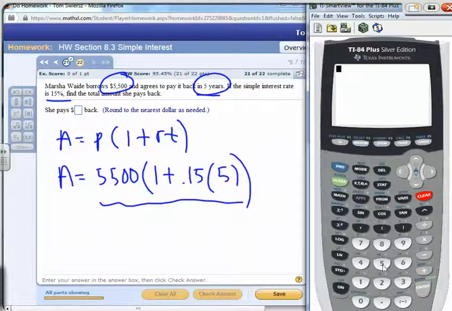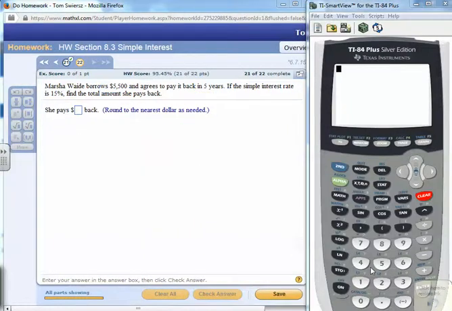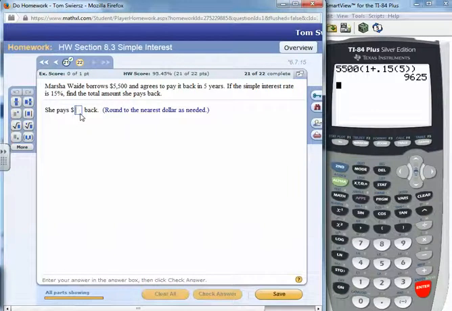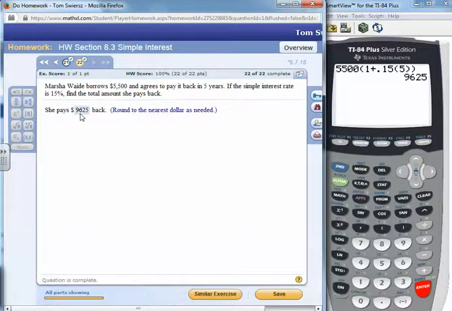So we'll get 5,500 left paren 1 plus the rate as a decimal, 0.15, 15%, times 5, and then another right paren to close off the 1 plus RT. And we get exactly $9,625. Round to the nearest dollar. It came out to be a whole number, so we just put in that value.